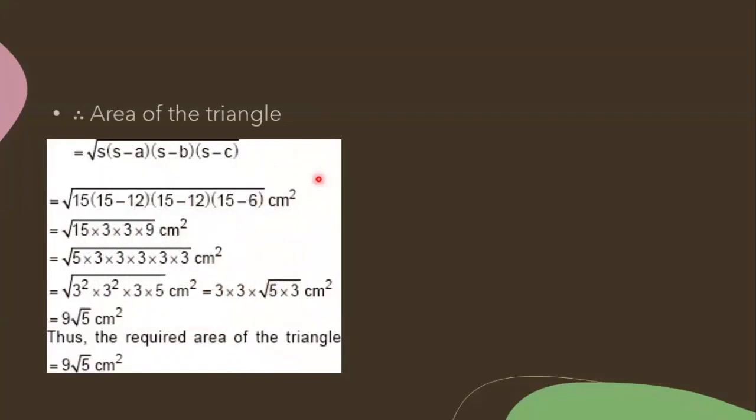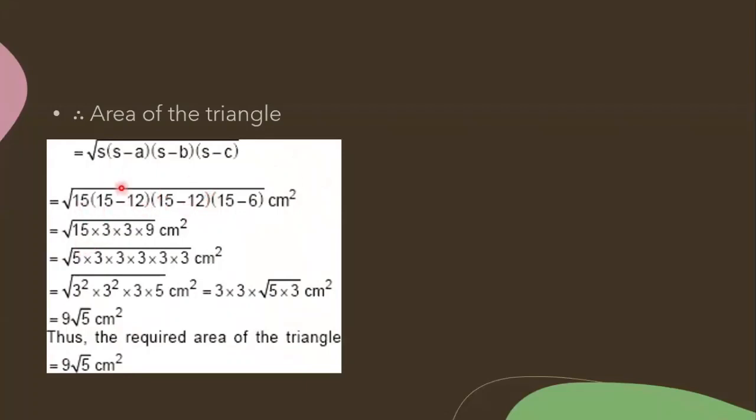Ma'am, is there a right angle theorem in this chapter, ma'am? Not right angle. There is a triangle chapter. Okay, now we'll apply these values in area of triangle.